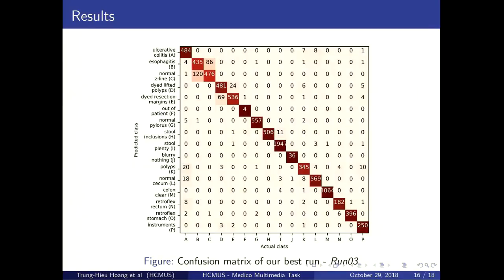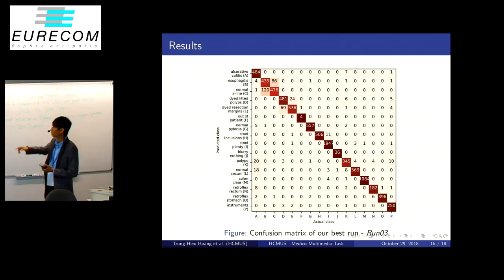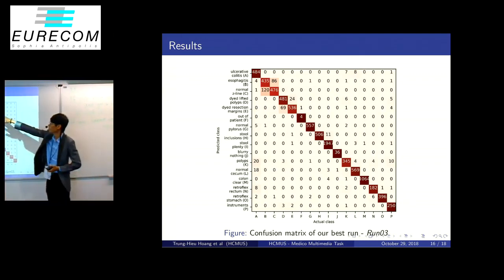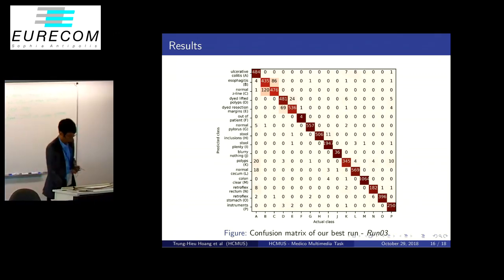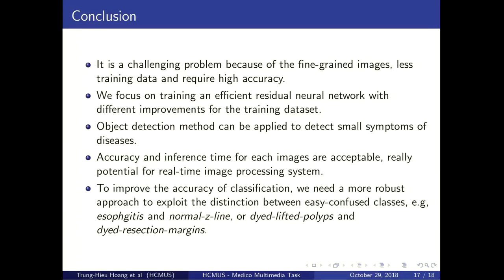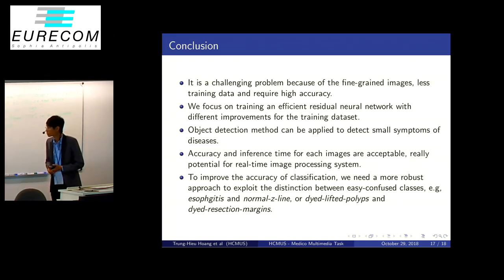And here's the confusion matrix of our best run 3. As you can see, there's still confusion between the esophagitis and the normal Z-line class. So to conclude, we may need more training data for these two classes if we want to overcome this issue, or we may need a more robust approach to solve the problem.